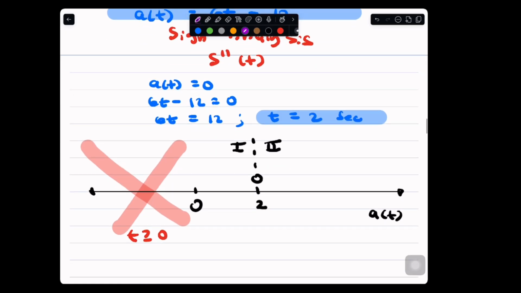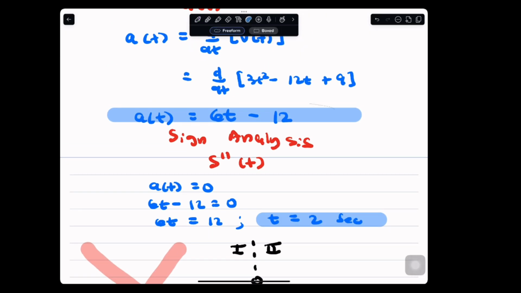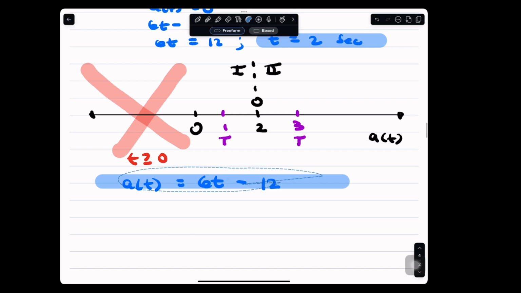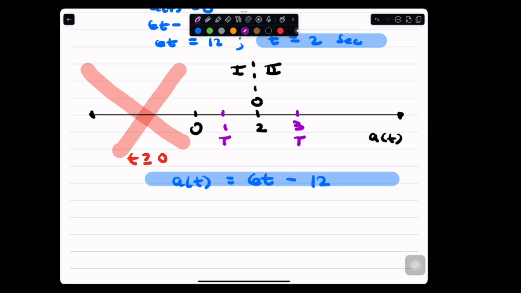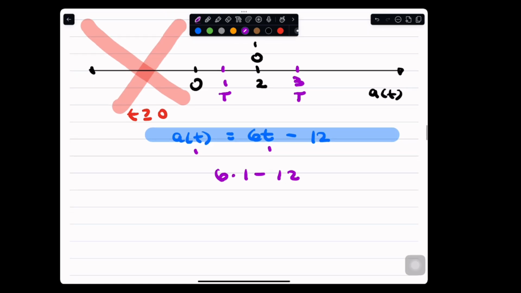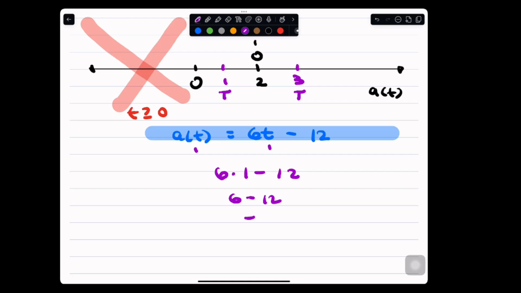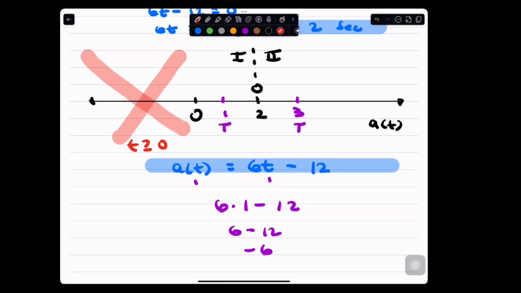Like before, I'm going to use a test point for region 1. What's available is a 1. And then maybe now I'll do a 3. It doesn't matter. So you say, what am I testing? I'm doing sign analysis on the acceleration. Plug in the test point of 1. You get 6 times 1 minus 12, which is 6 minus 12, and it's negative 6. So in region 1, the acceleration is negative. In region 1, you're being pulled to the left.